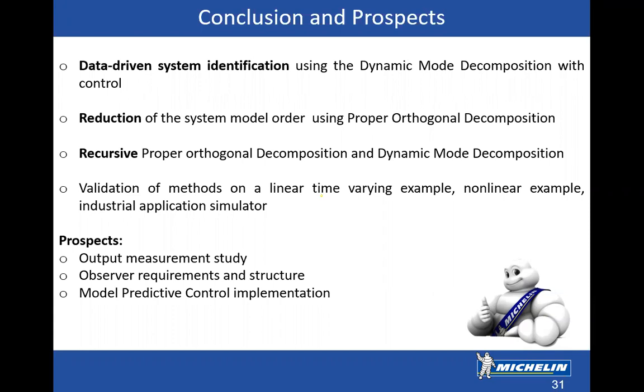Now, we have all these states and we know them, but this is not the case in real life because we are now using the simulator. I can't say that we know them in the real process. So we will take into consideration the output measurement study based on the sensor locations. Then we will study the observer requirements and structure based on the sensors. We will find the observers and implement them. And at the end, we will implement the control, specifically the model predictive control. So that's our aim in the long term, at the end of the PhD.